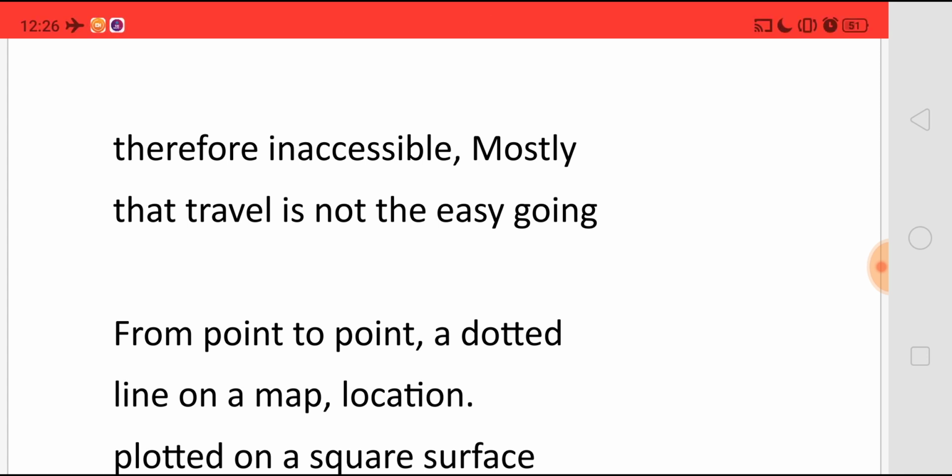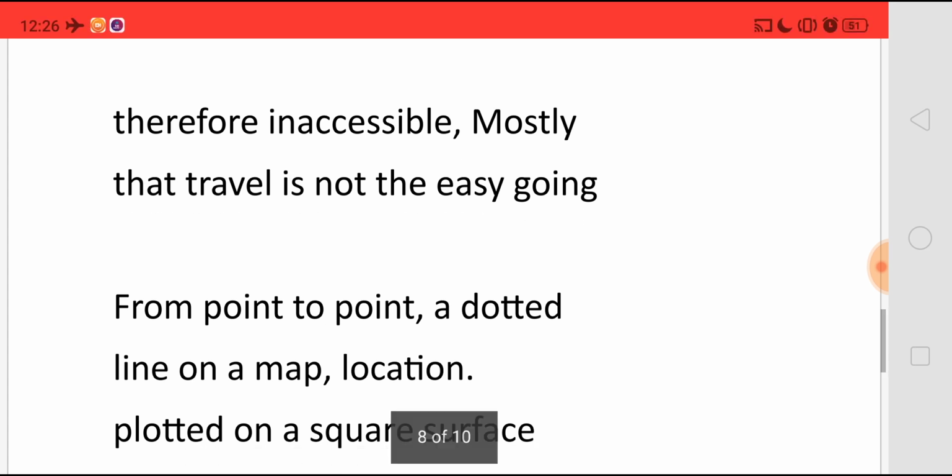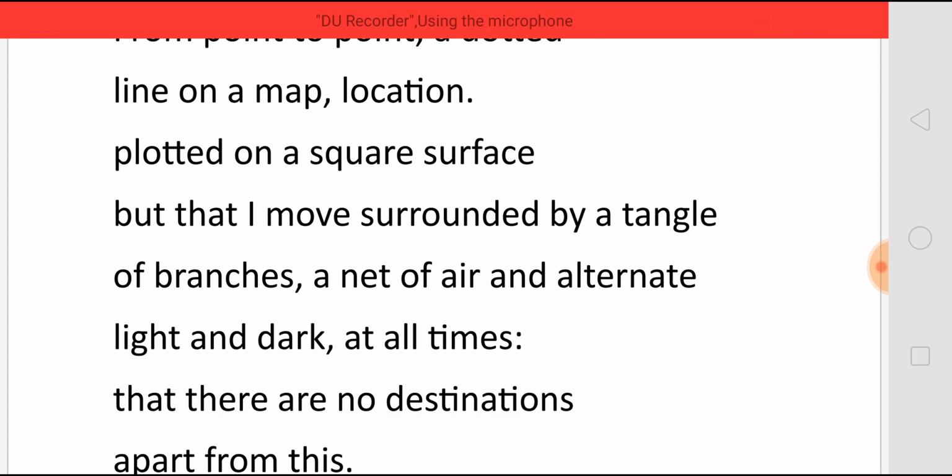Mostly the travel is not easy going from point to point. See, for those who are trying to travel in their mind, it is not easy to travel. A dotted line on a map, location, because we don't have any location map. Each one's mind is very different. They only have to figure out how to travel, but the traveling is not accessible for all. Plotted on a square surface, but that I move surrounded by a tangle of branches.